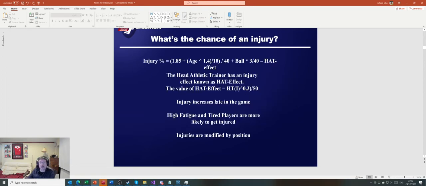So what's the chance of an injury? I'll let you read this at your leisure, but be aware that the ball carrier and the tackler have a slightly higher chance of being injured, that your head athletic trainer, depending on his I value, makes a difference, that later in the game injuries have a higher propensity to happen, and tired players, particularly high fatigue, have a much greater chance of getting injured, and there is a slight adjustment for the chance of an injury based on the position on the field.